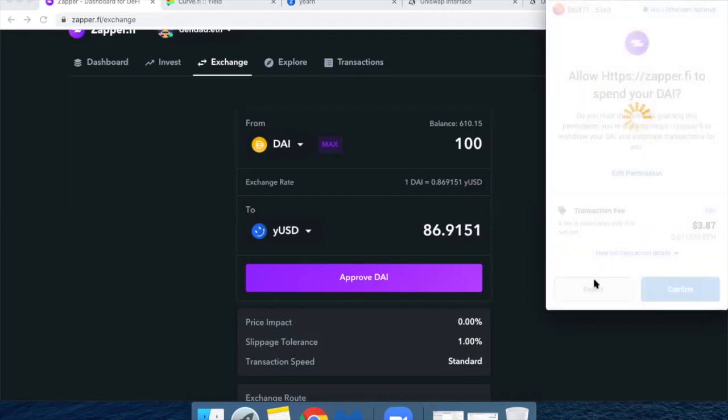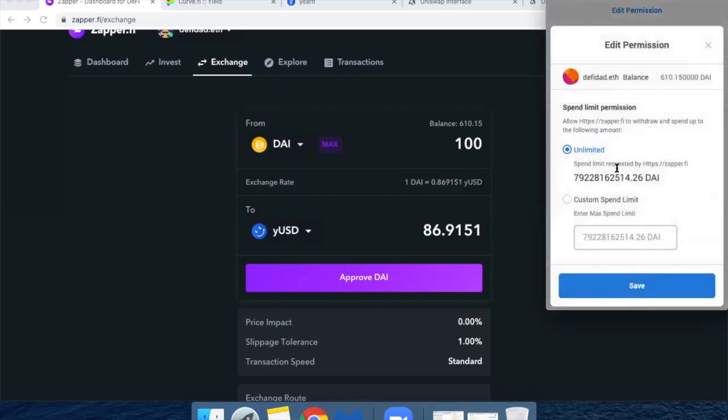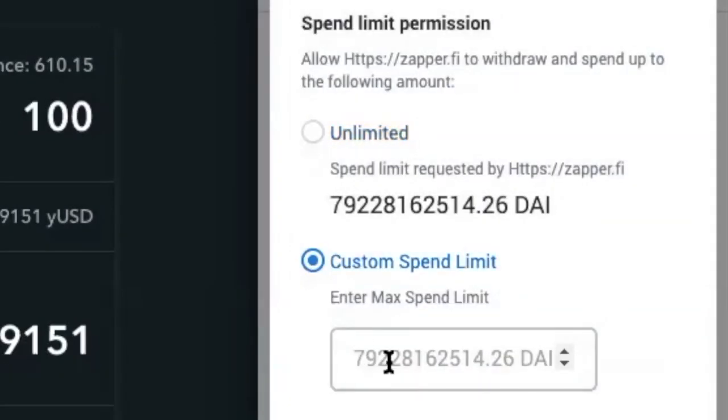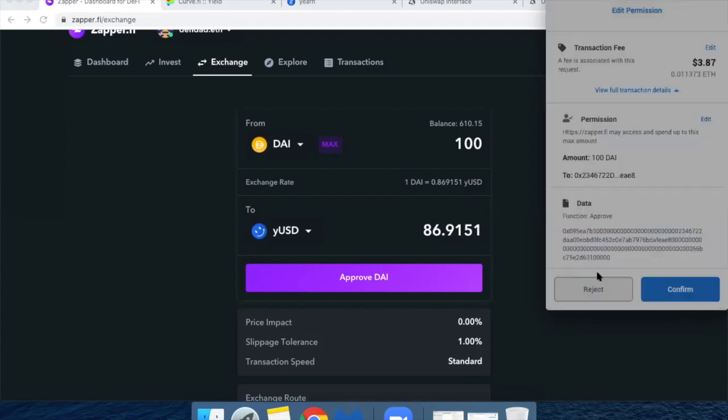So I'm going to hit save. And then I'm going to give permission in this case. Instead of unlimited, I want to just put in a custom spend limit of 100. This is something that you'll see, especially when you use Uniswap, and I believe Balancer does the same thing, but I prefer a custom spend limit just to ensure that no one can ever drain my wallet of all of the DAI that's there. So we're ready to go. Let's hit confirm.